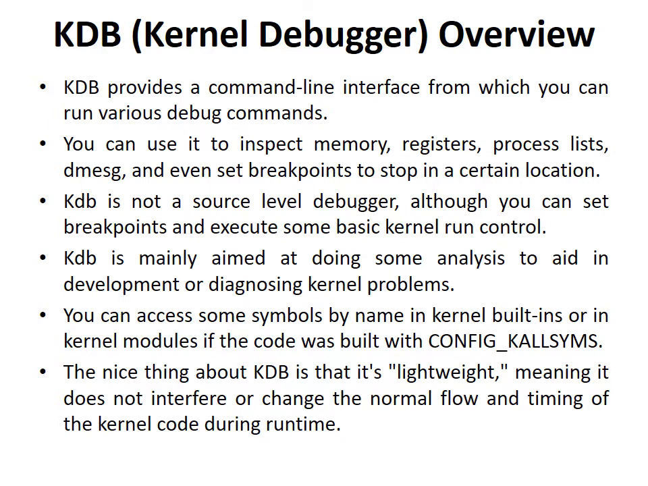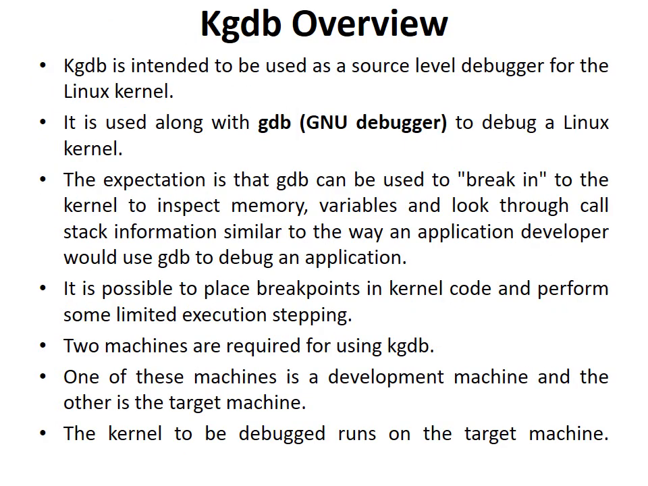Alternatively, we can have another, that is KGDB. KGDB is intended to be used as a source level debugger. In that case, you need two machines. It is used along with GDB, the GNU debugger, to debug the Linux kernel. The expectation is that GDB can be used to break into the kernel to inspect memory, variables, and look through call stack information, similar to the way an application developer would use GDB to debug an application.